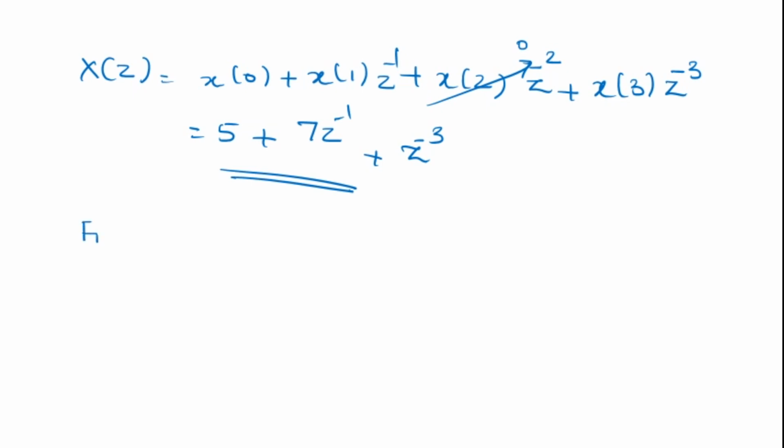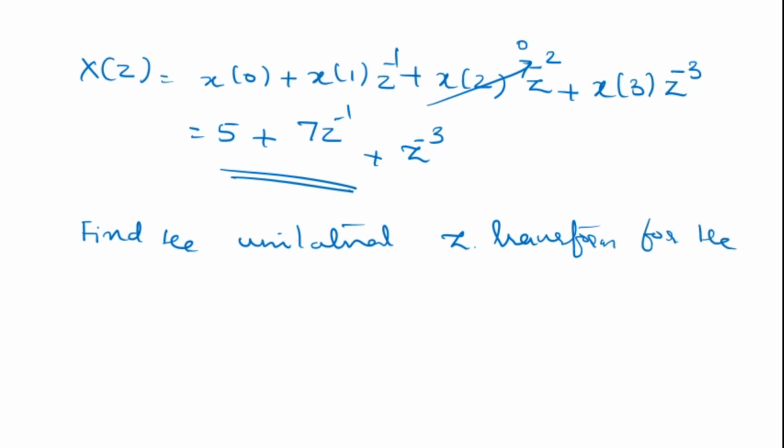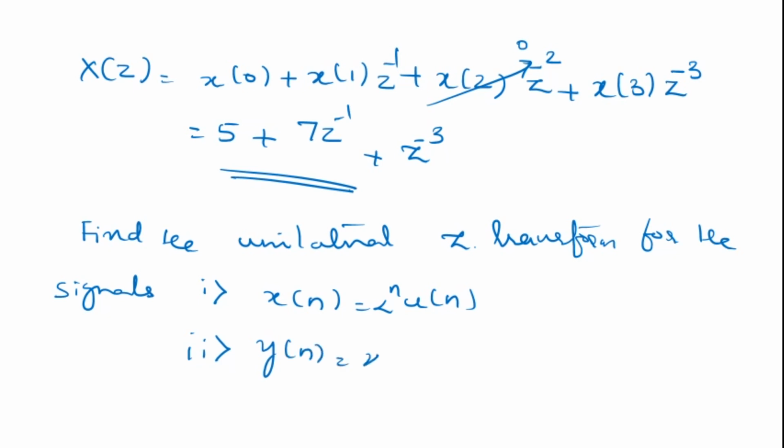Next problem, find the unilateral Z transform for the signals. First one, x of n is equal to alpha to the power n into u of n. Second one, y of n is equal to x of n minus 2, where x of n is equal to alpha to the power n.